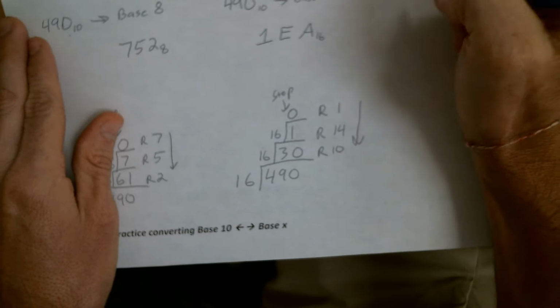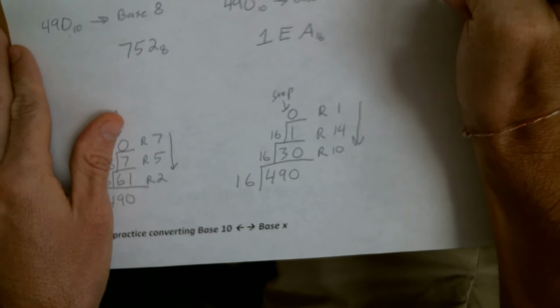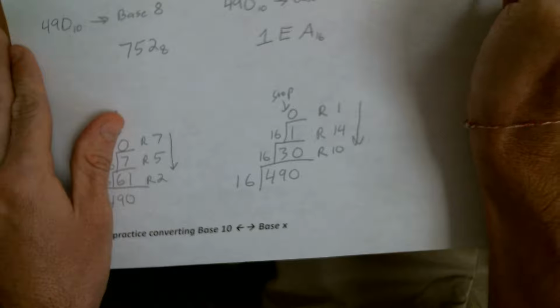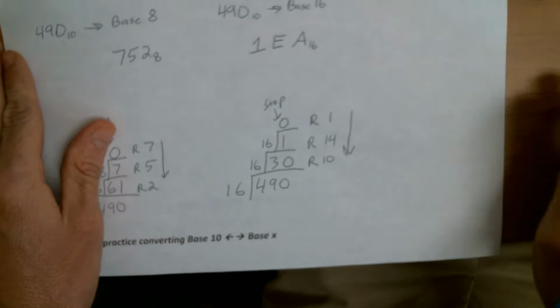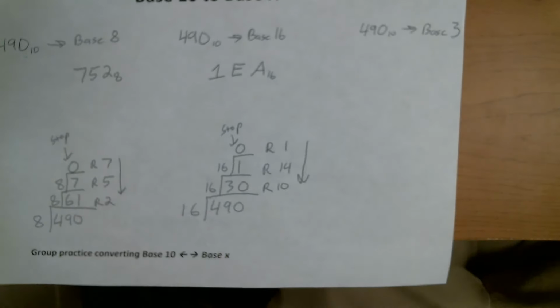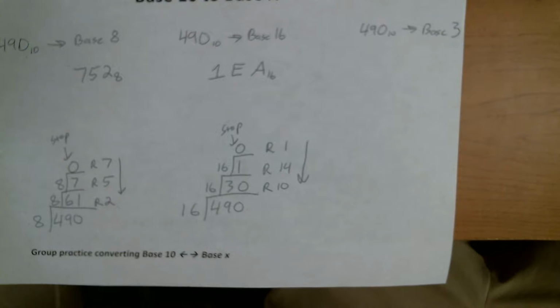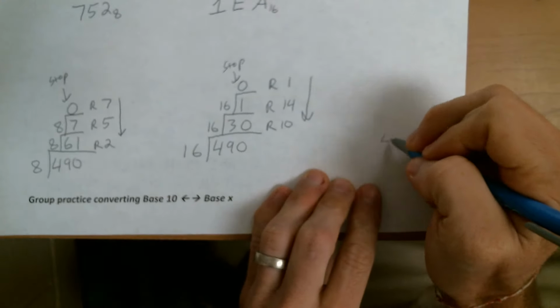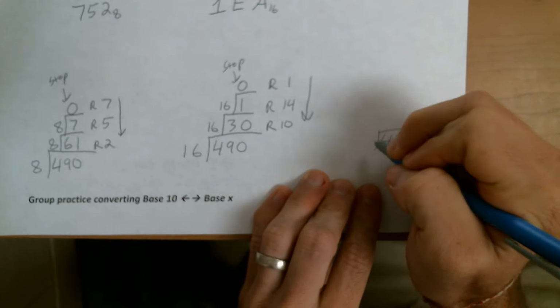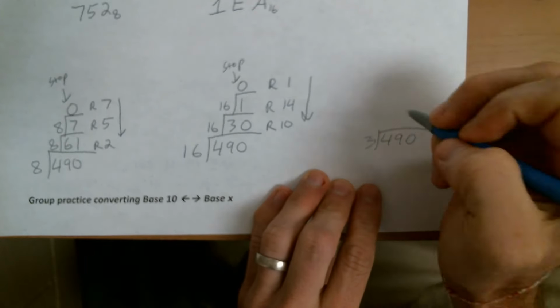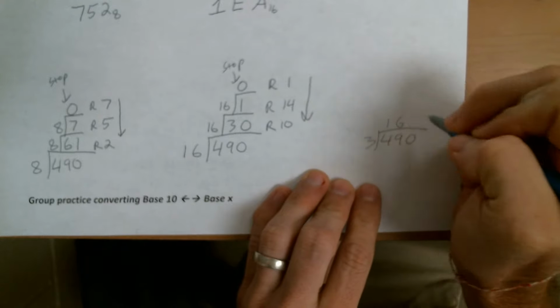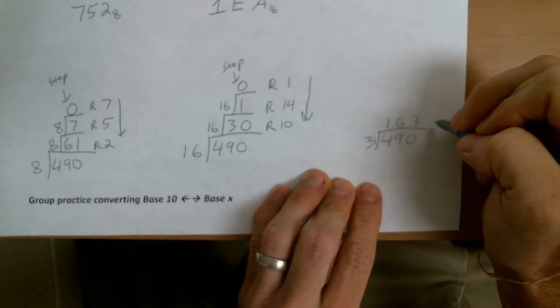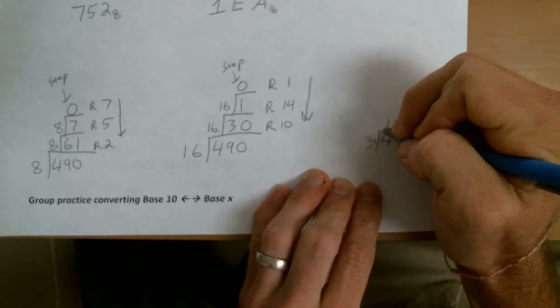And then last but not least, we'll do this one more time. 490 base 10 into base 3. All right. And base 3 isn't one we usually use, but it's just to show you how this can work for any base. It's not something that only works for 8, 16, and 2. We can use this for anything. So I can do 490, divide that by 3. It's going to go in 163 times with a remainder of 1.